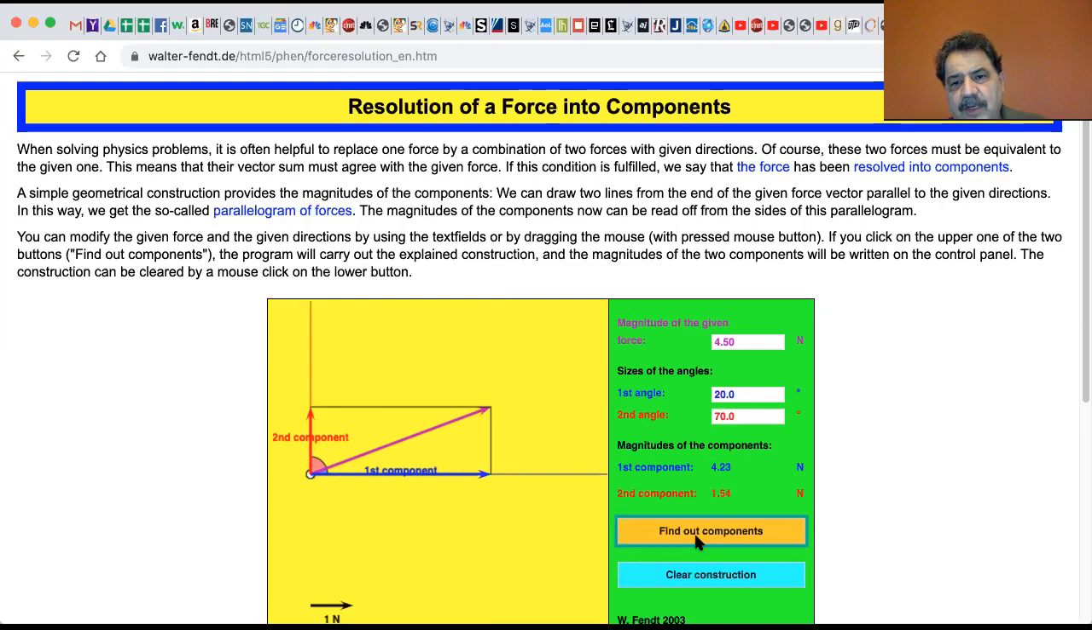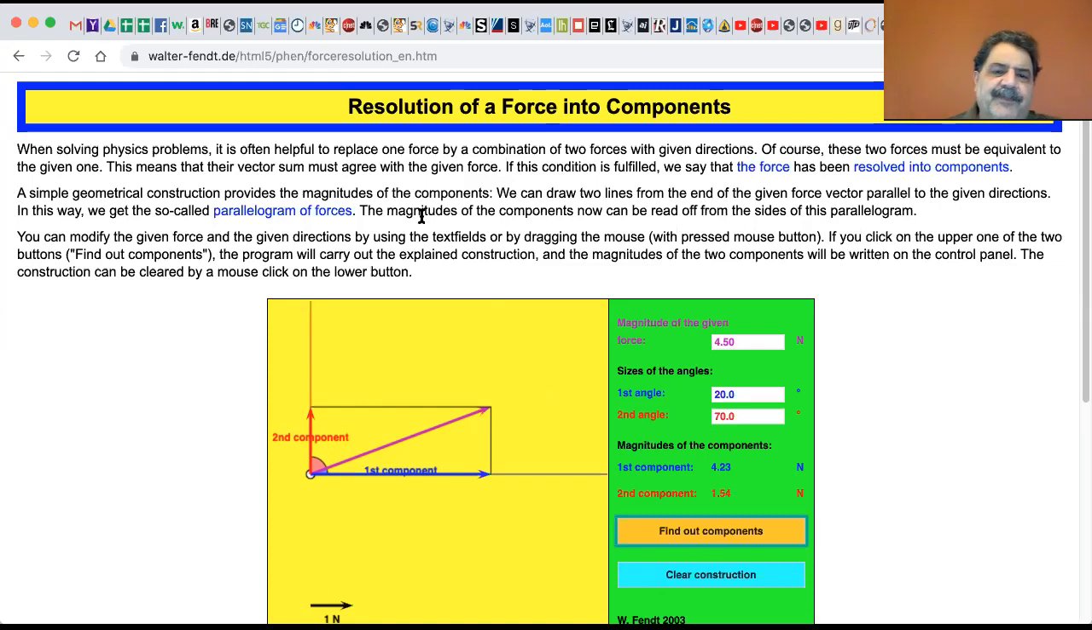So if you were to take 4.5 and the sine of 20 degrees, you would get 4.23. I don't know what I said. It should have been 4.5 times the cosine of 20. You would have gotten the first component, 4.23. If you take 4.5 and take the sine of 20 degrees, you'll get 1.54.